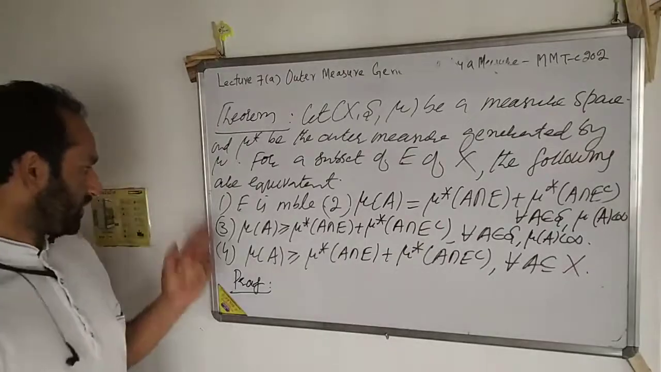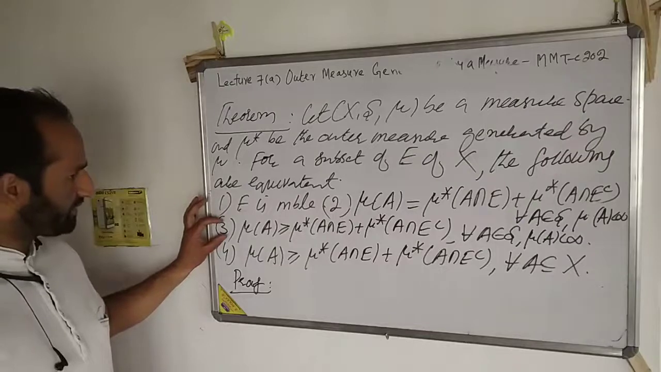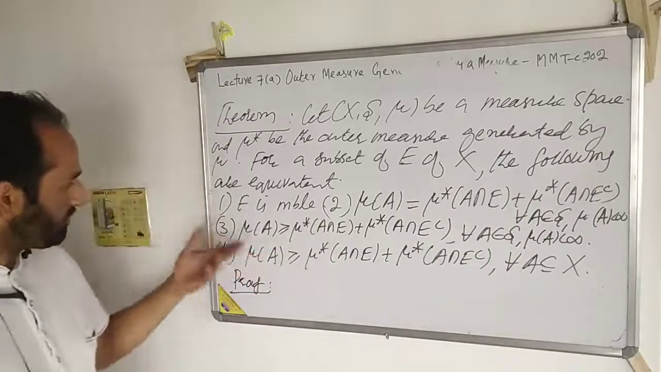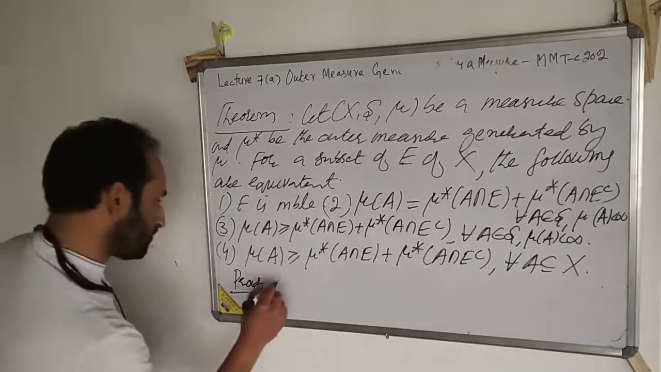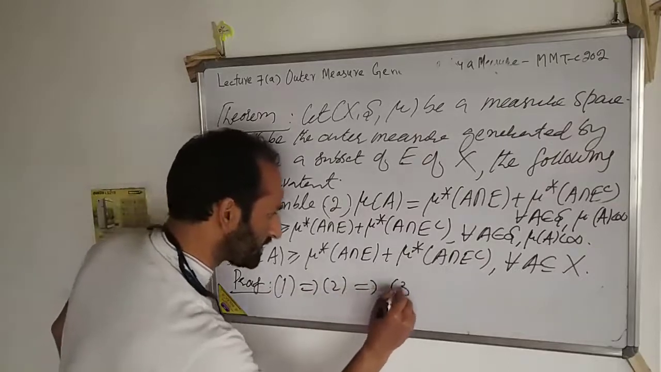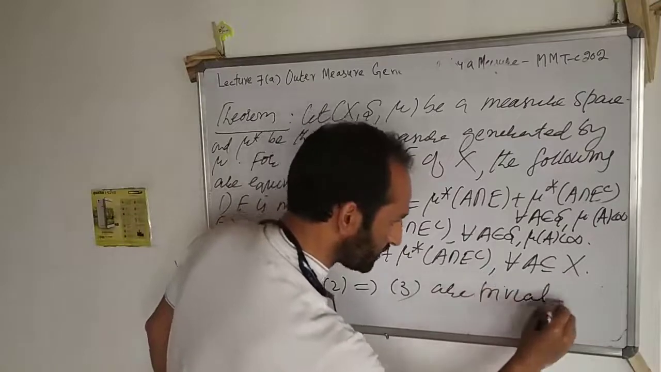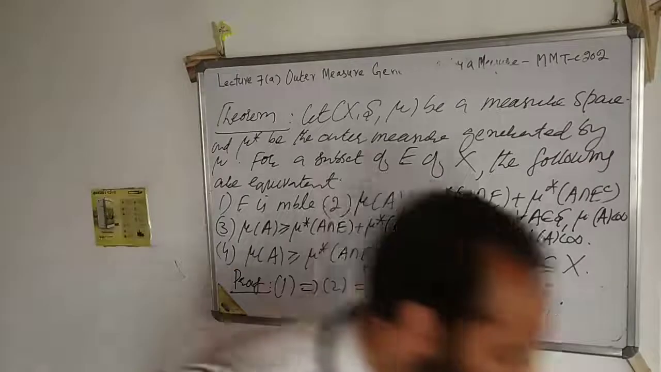Now third implies fourth is important because the third is valid only for the members of the semiring, but we have to show that it should hold for every subset of X. So this is important. First implies second and second implies third are trivial. So now we prove third implies fourth.